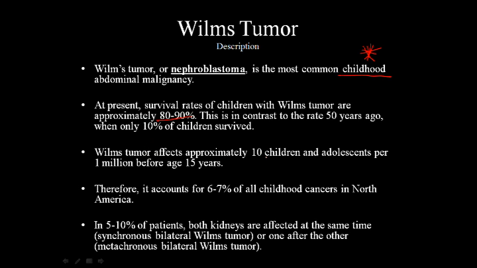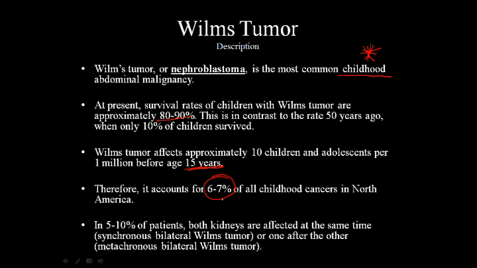Wilms tumor affects approximately 10 children and adolescents per 1 million before age 15. So the standard is going to be before 15 years old, and you're going to have 10 children and adolescents out of 1 million affected. Therefore, it accounts for 6 to 7% of all childhood cancers in North America.